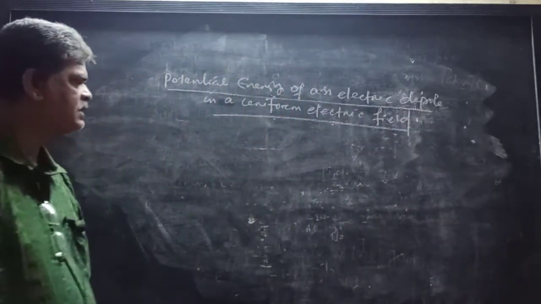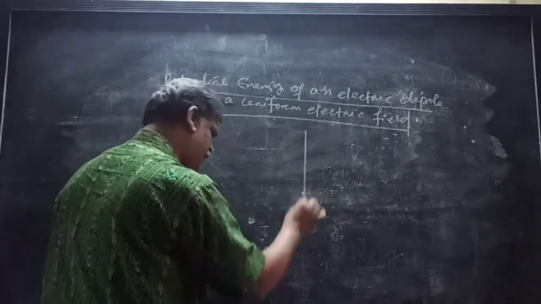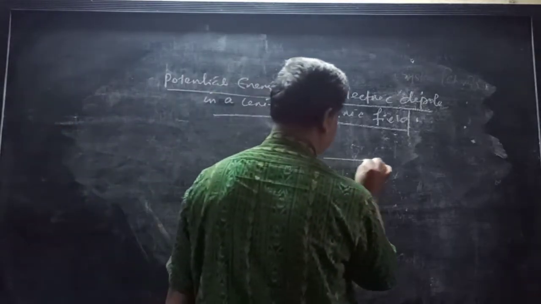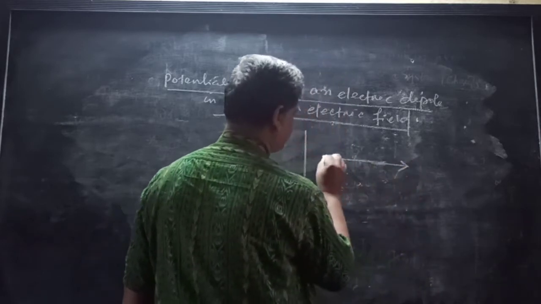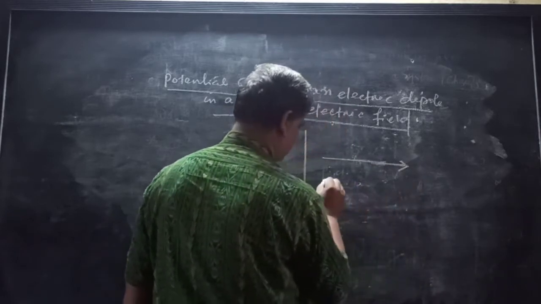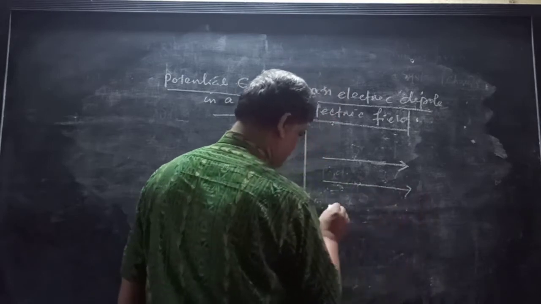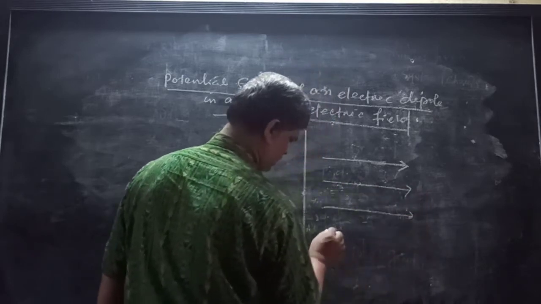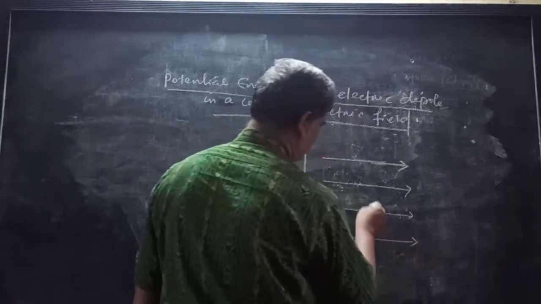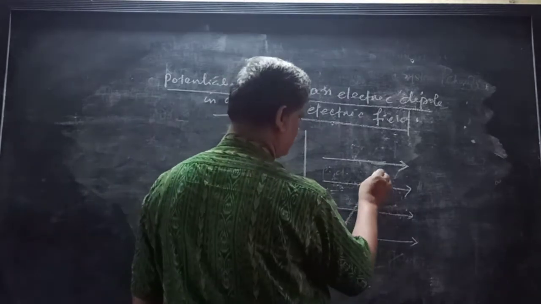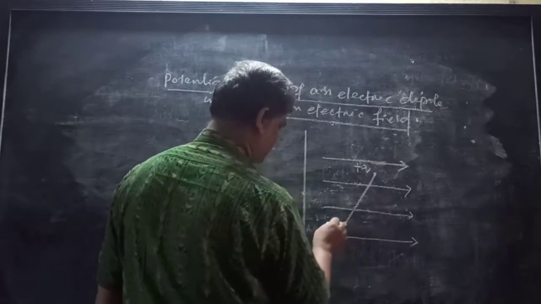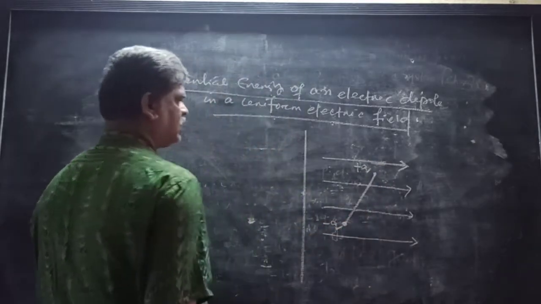So if we place a dipole in a uniform electric field, suppose this is a uniform electric field. The uniform electric field is represented by parallel lines of force. Clear? So now we put a dipole here. This is the dipole, this is the plus q and this is your minus q. Clear?